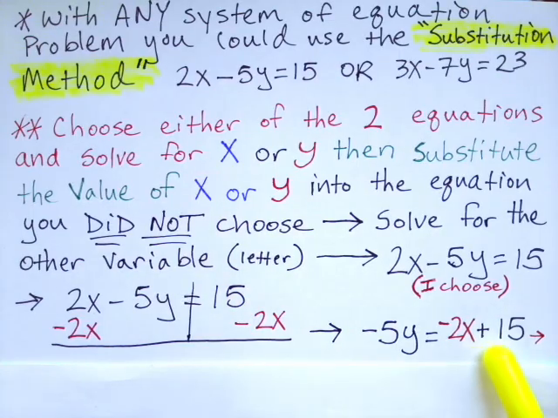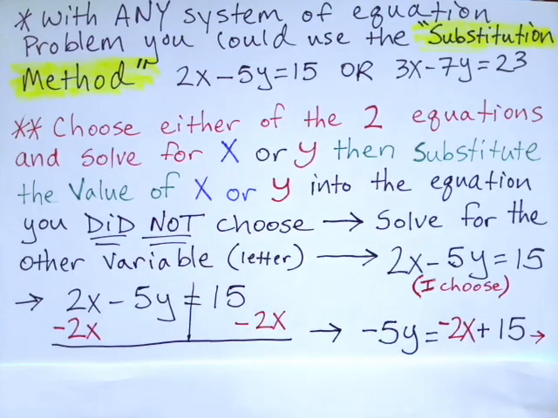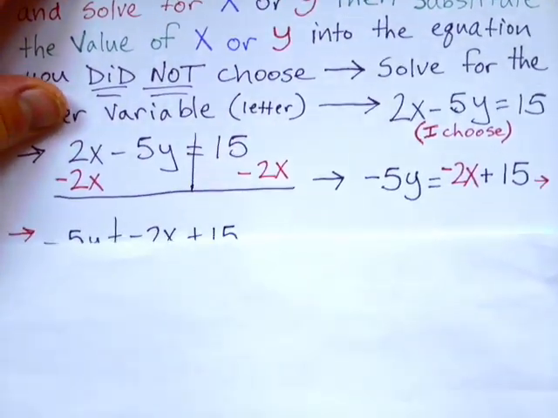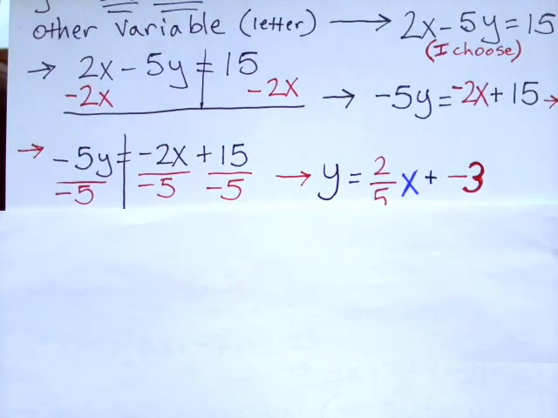Again, I can put a plus sign between the two terms. It's not going to change a thing. I'm one step away from solving this problem. I want to get y all by itself. What's the opposite of multiplying negative 5 times y? You do the inverse, and that is to divide both sides by negative 5. That will leave y all by itself.